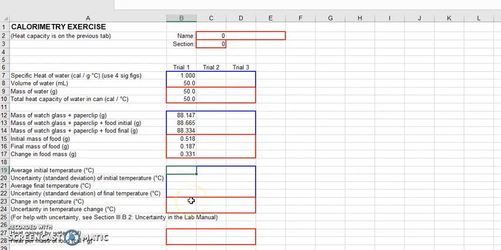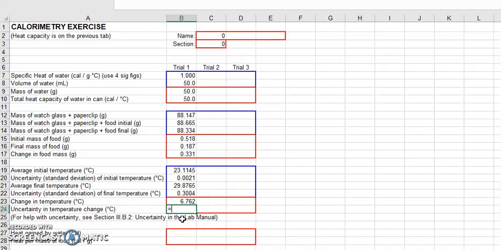Average initial temperature, this is what you measured from microlab, so I'm going to pause again for a second and throw in my data. Okay, so here's my data. Your data is going to look a little different. So change in temperature, you're just looking at your final temperature after you burned your marshmallow minus your initial temperature.